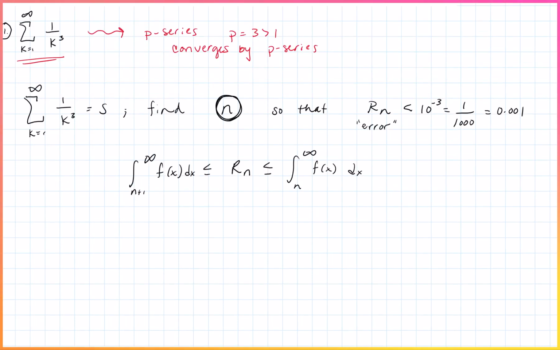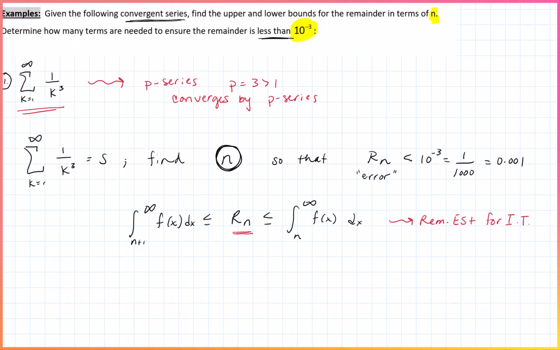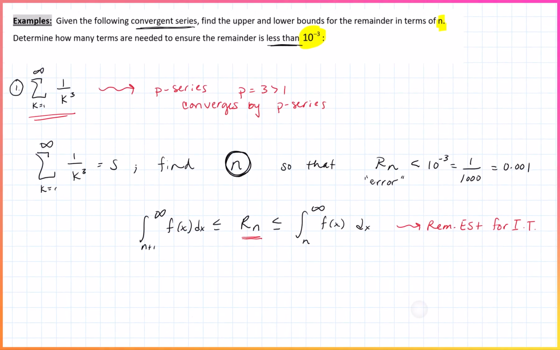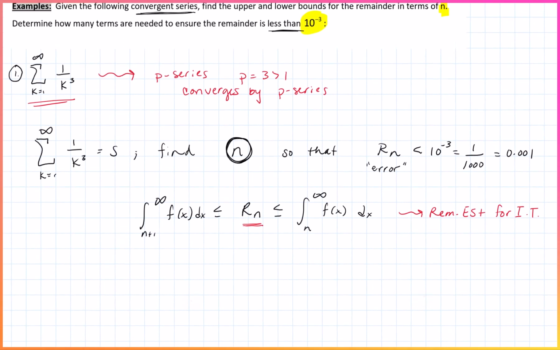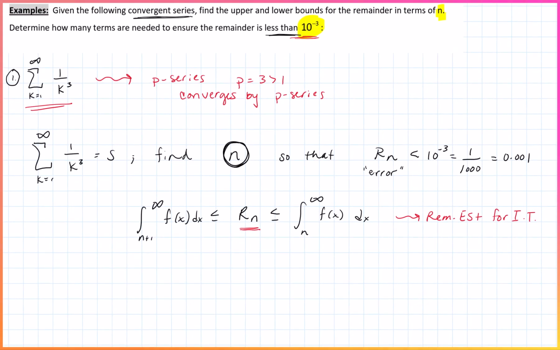Okay, so I pulled our remainder estimation for the integral test right here. And now we're going to plug in our function. So the first thing actually in my instructions, we wanted to find the upper and lower bounds for the remainder just in general in terms of n. So let's go ahead and plug into this inequality and we'll solve. And then we'll answer that question more specifically about how do we get this close to find the actual n we would need. So we should talk about what the function is that would connect to this series.